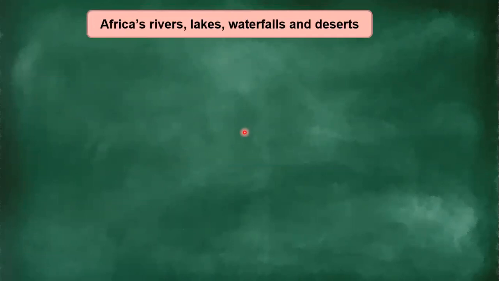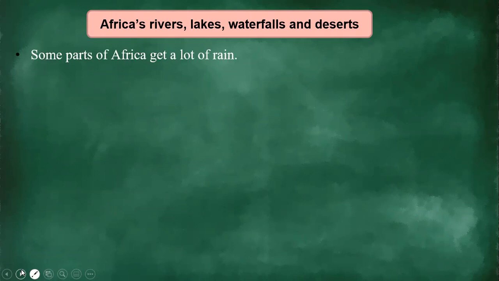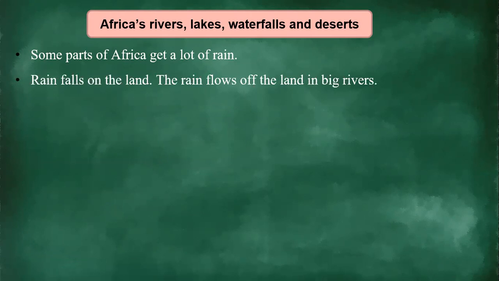Okay, Africa's rivers, lakes, waterfall, and desert. Okay, so some parts of Africa get a lot of rain, some don't. Rain falls on the land. The rain flows off the land in big rivers. Okay, so the rain flows off the land in what? In big rivers. What is a waterfall? When the river flows, you usually come across what? Waterfalls. What is a waterfall related to?